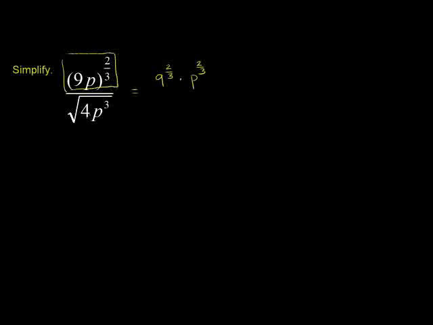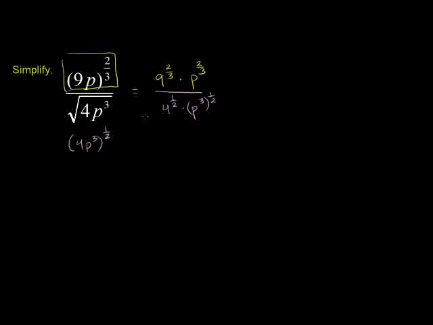Now the bottom part, we can rewrite the bottom part right here. The square root of 4p to the third is the exact same thing as 4p to the third to the 1/2 power. So given that, we can do the same thing that we did on the numerator. We can say this is the same thing as 4 to the 1/2 times p to the third to the 1/2 power.